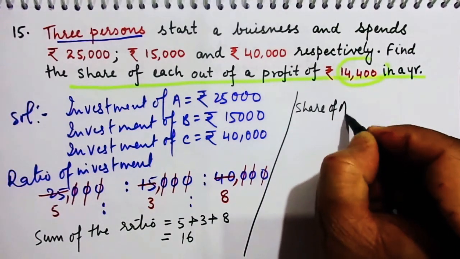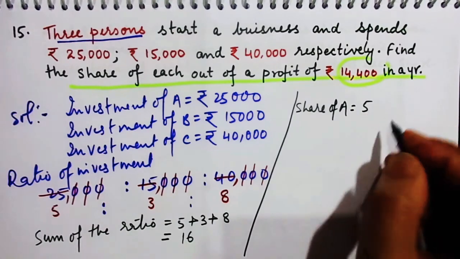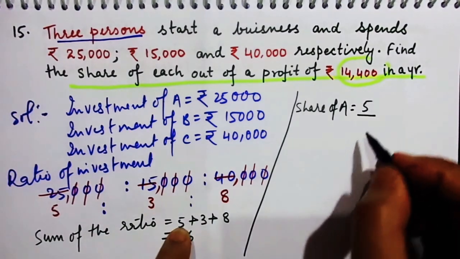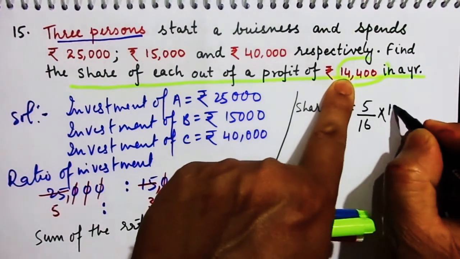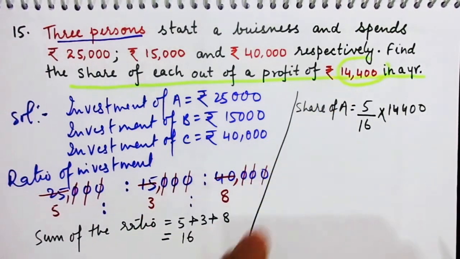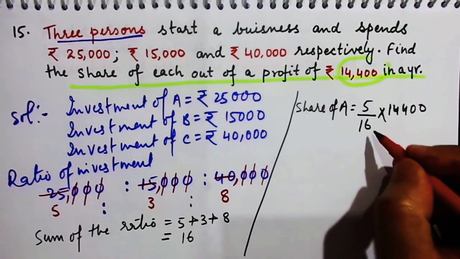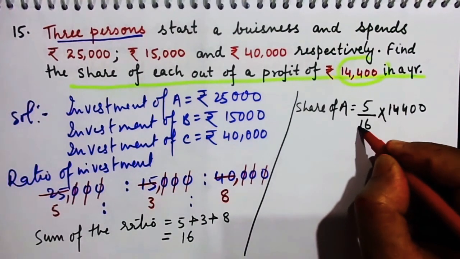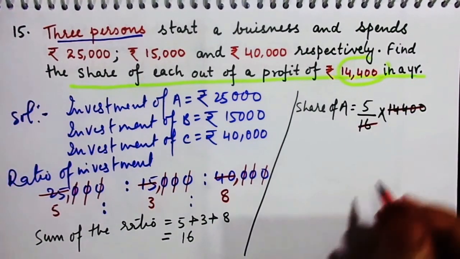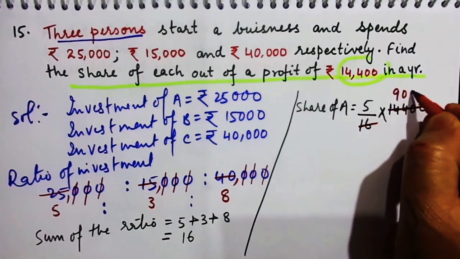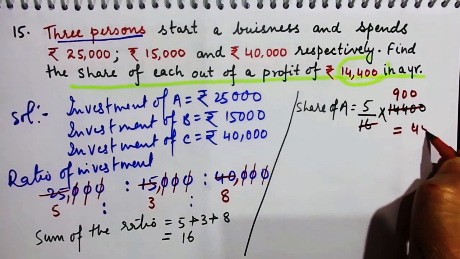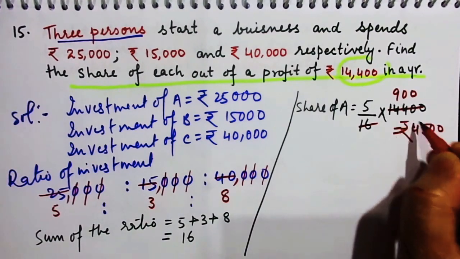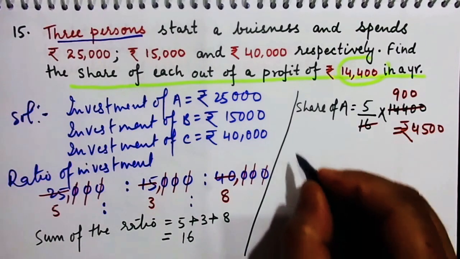Share of A will be equal to 5 by total multiplied by the total earning 14400, and on cancellation, you will get finally 900. 5 times 900 is equal to 4500 rupees.